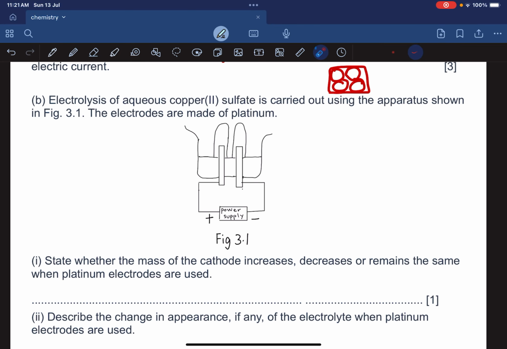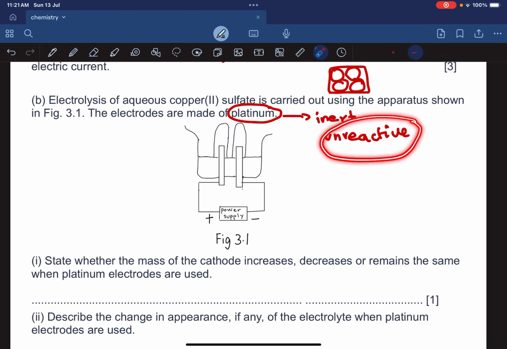State whether the mass of the cathode increases, decreases, or remains the same when platinum electrodes are used. Okay, the electrode is of platinum, and I just told you that platinum is inert. What do I mean by inert? I mean it is unreactive, okay? So one thing I know for sure, that my electrode won't react. I know this. But I have to keep 2-3 things in mind. I know that my electrode won't be used up. But I have to see one other thing as well.